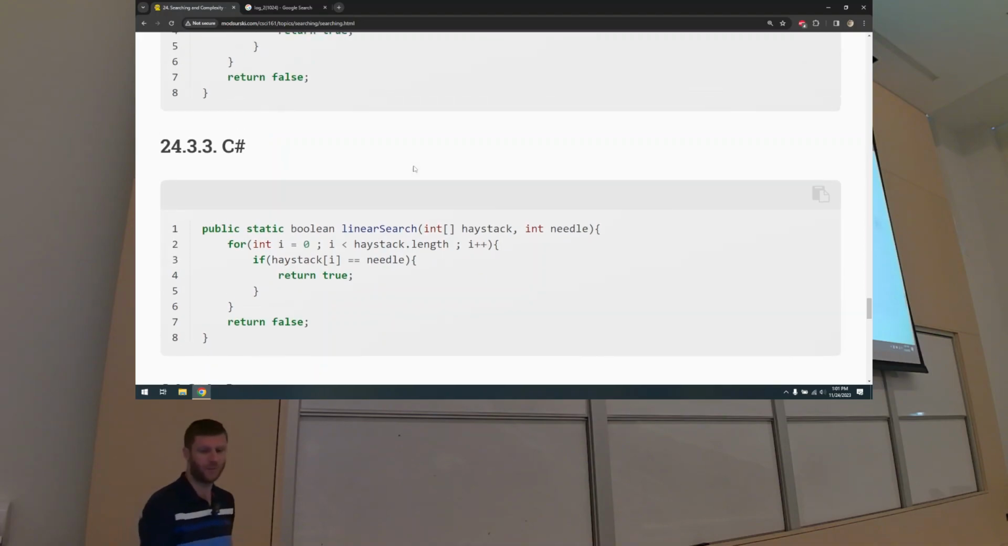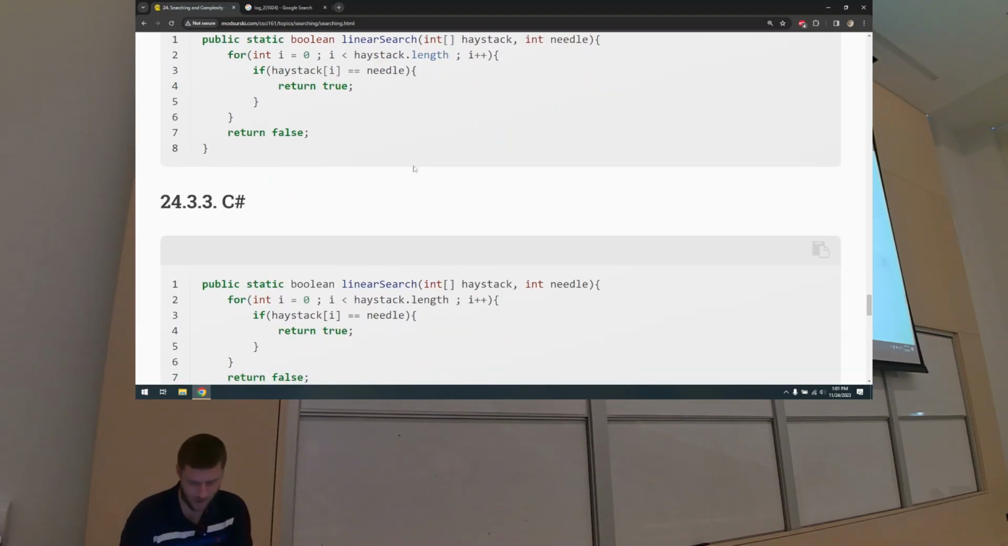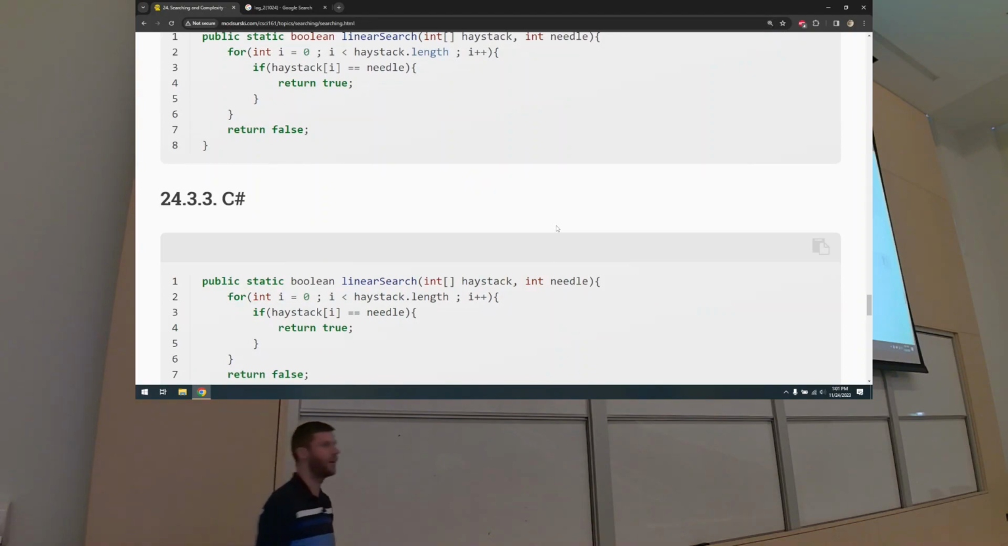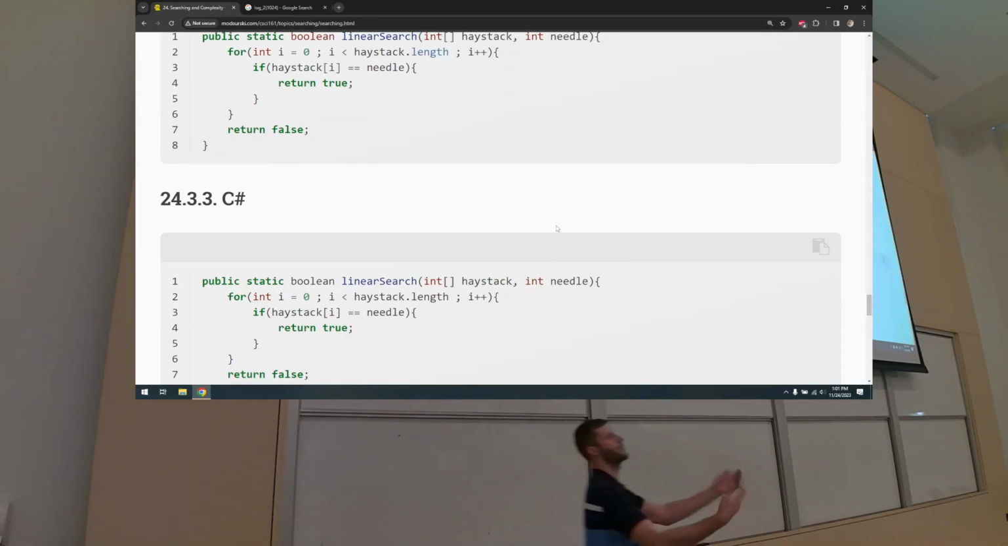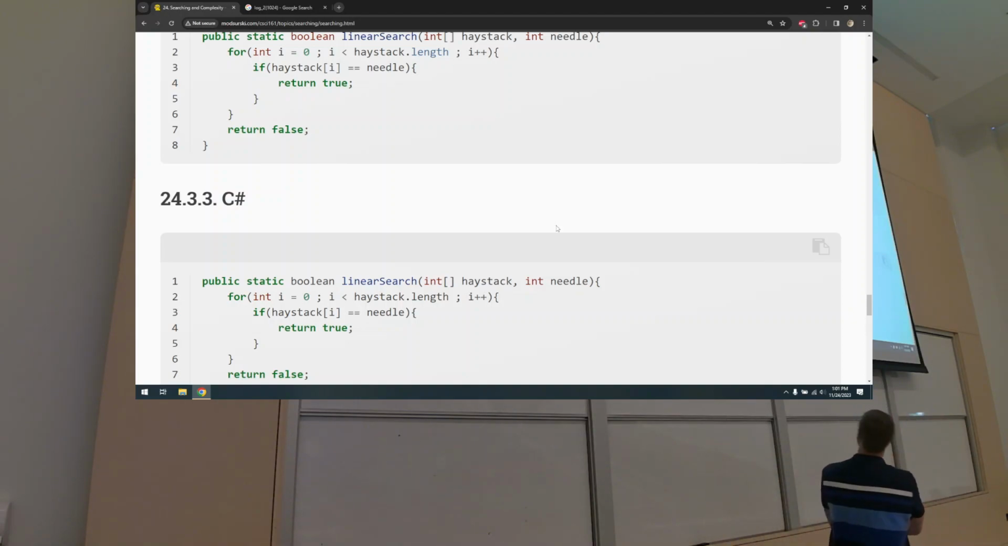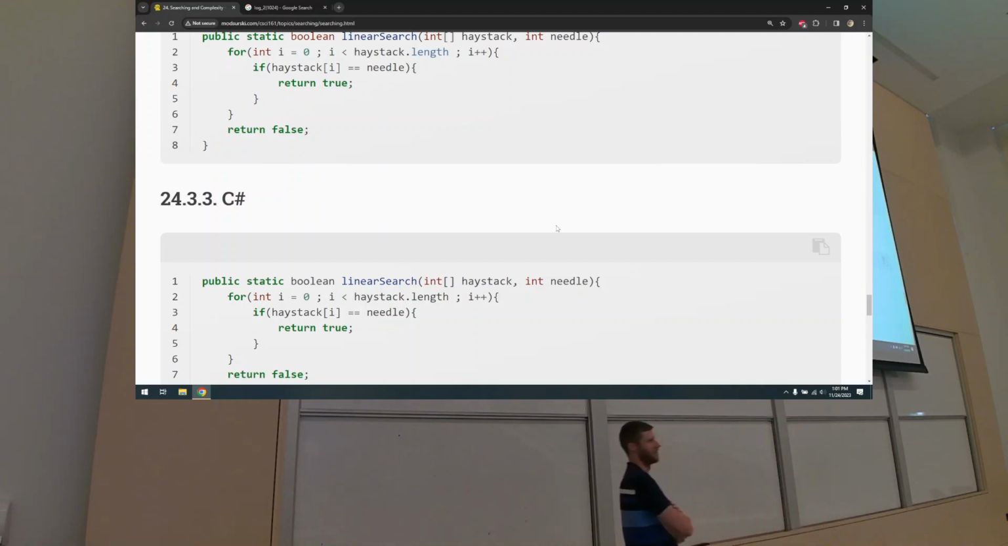Here's C#'s linear search. I'm going to zoom out. No. Here's a linear search in C#. C# is another programming language. Here's the funny thing about this one and the one in Java: they're identical. The syntax is actually the same. Entirely different programming language. The algorithms are the same, but in this particular example, the syntax is literally identical.